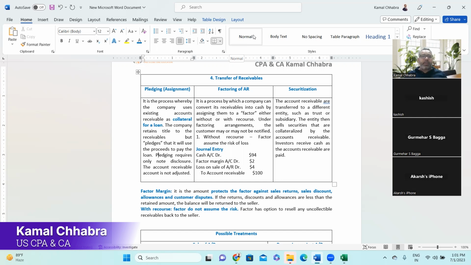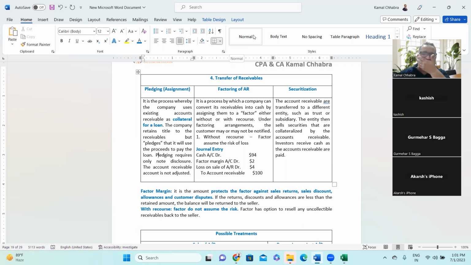Very true. It is a process by which the company can convert its receivable into cash immediately by assigning them to the factor, which is a factoring company, either with or without recourse. With recourse means that if the customer does not pay, then I'll pay you back. Without recourse, the entire responsibility is on the factor to get the recovery. So if the customer does not pay, the factor cannot come back to me.